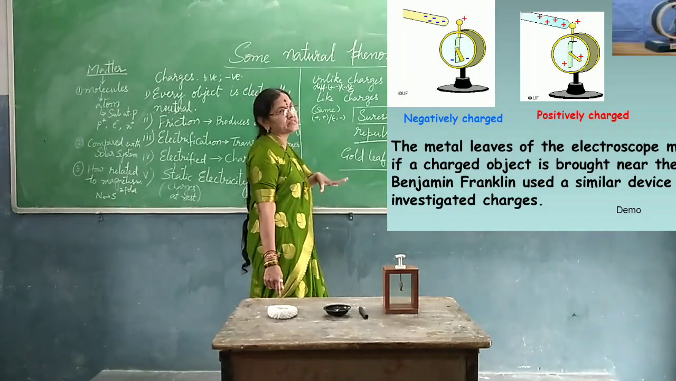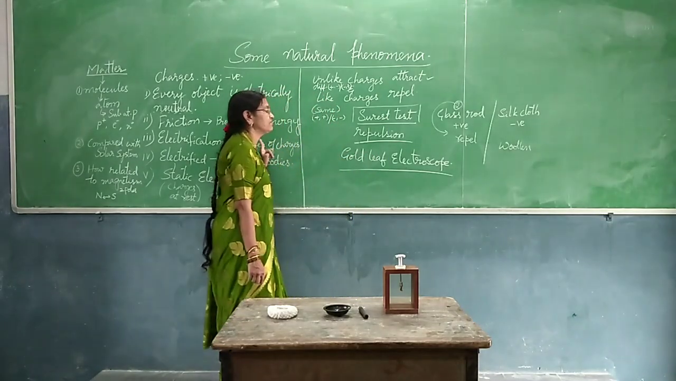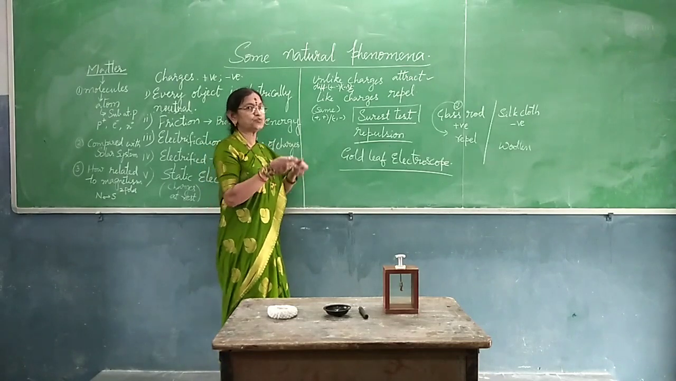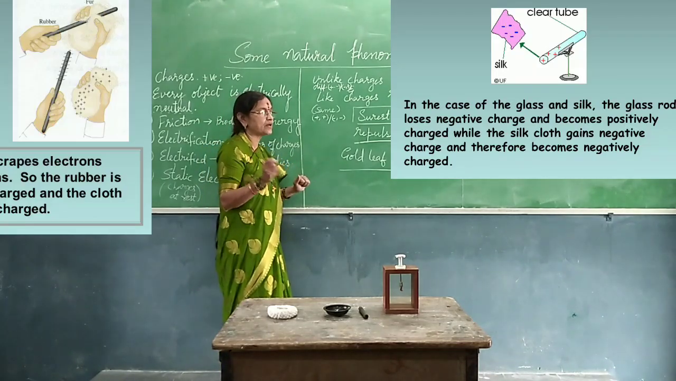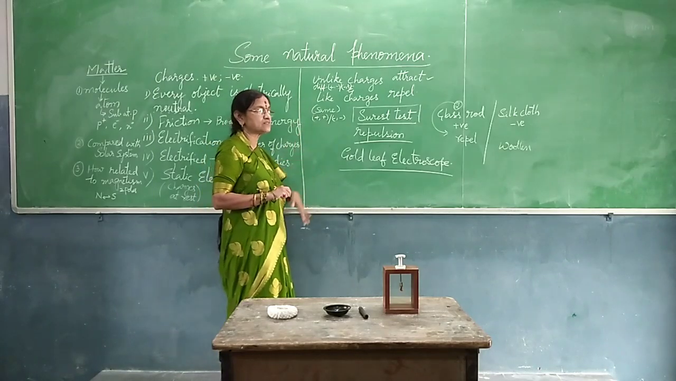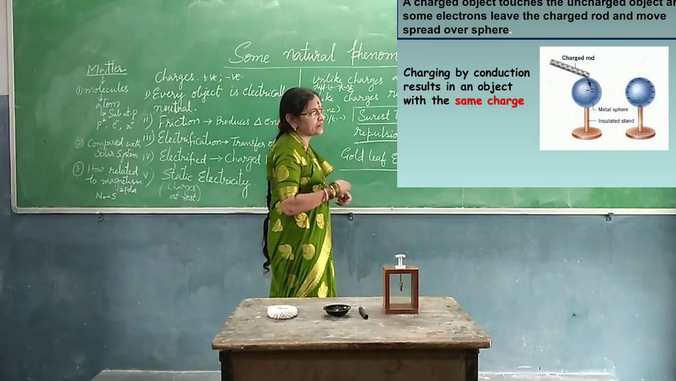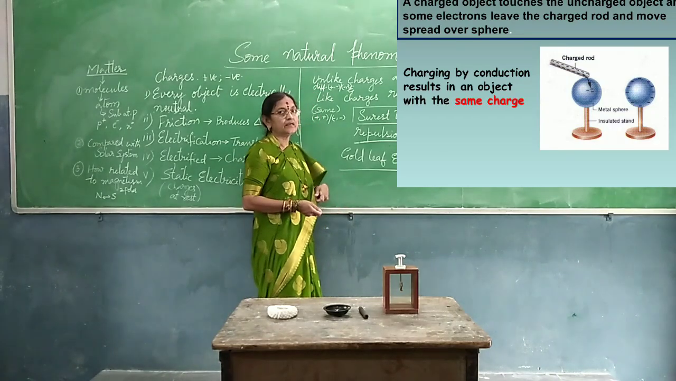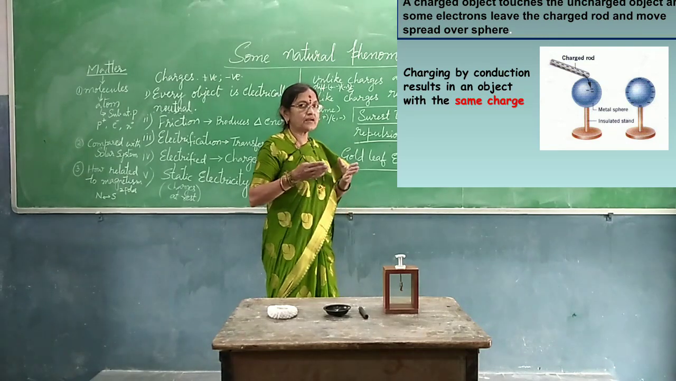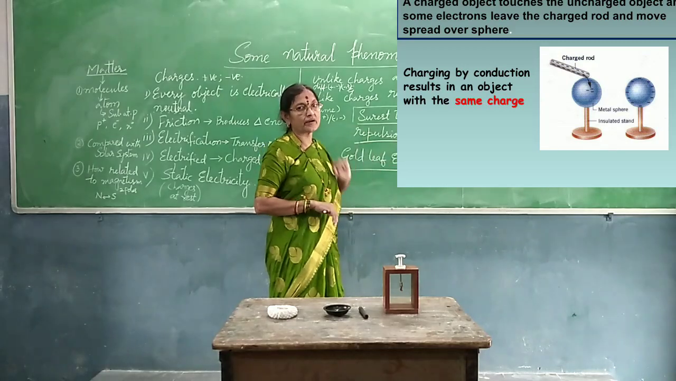Now we will be discussing three methods of electrification. One, we have discussed, the frictional method. That is, by rubbing two objects against each other, you can electrify the objects. Next is by conduction. That means rubbing one of the things continuously and touching it with the other one, whatever electrons it is gaining will be passing into the other body.